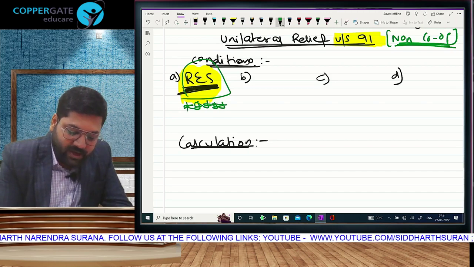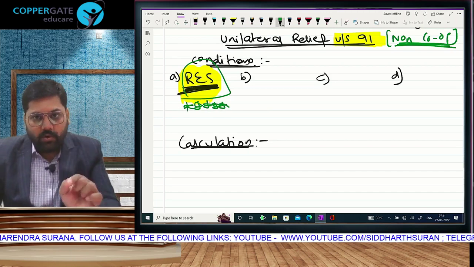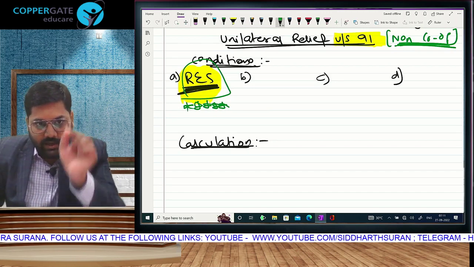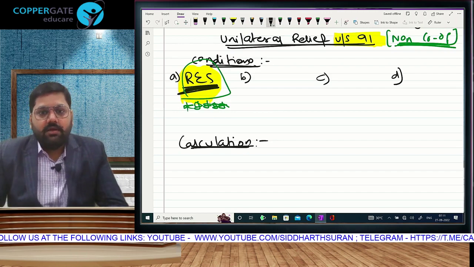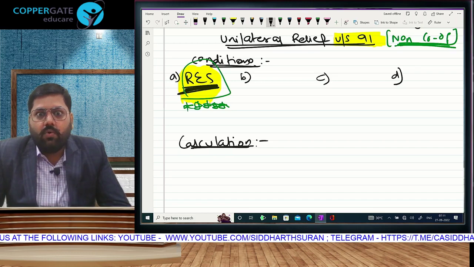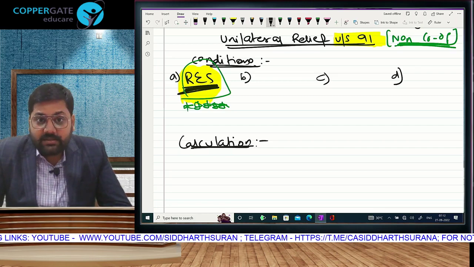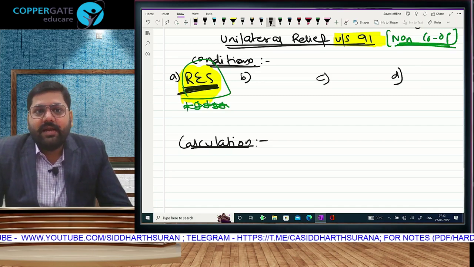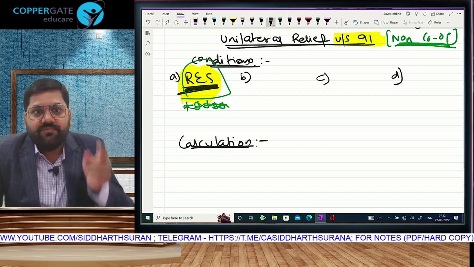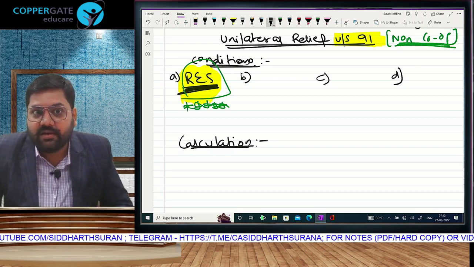Unilateral relief will be given only and only if the assessee is a resident. Unilateral relief will be given only and only to resident assessees. In other words, non-resident will not be eligible for unilateral relief. Friends, when an international tax question will come in exam, no?